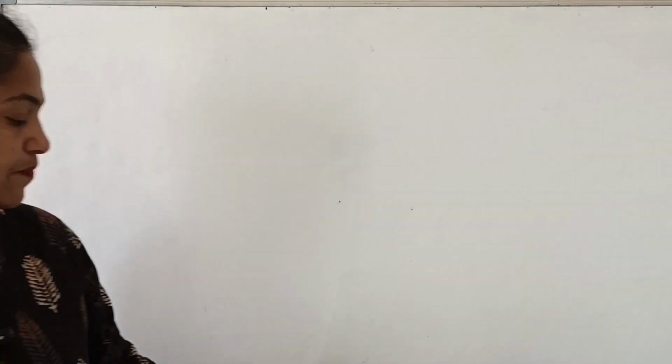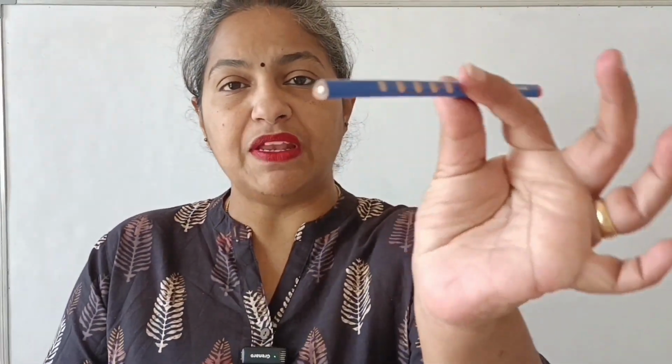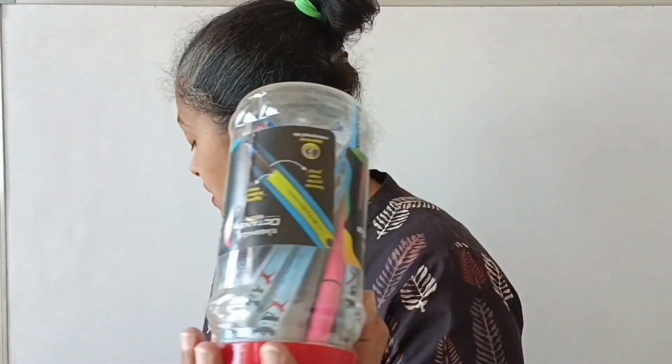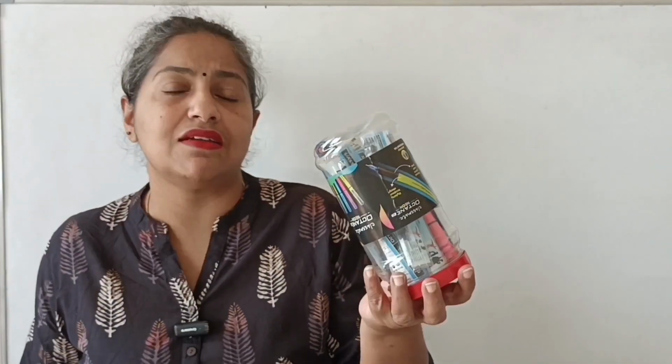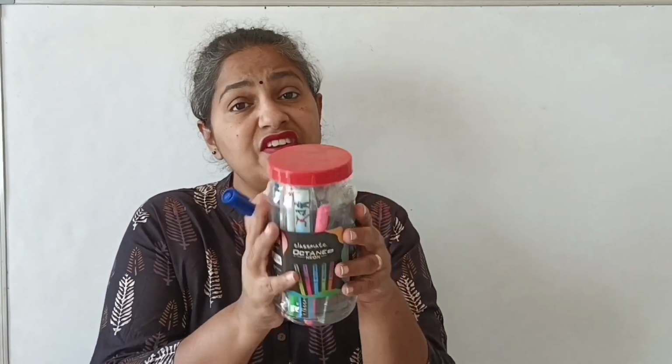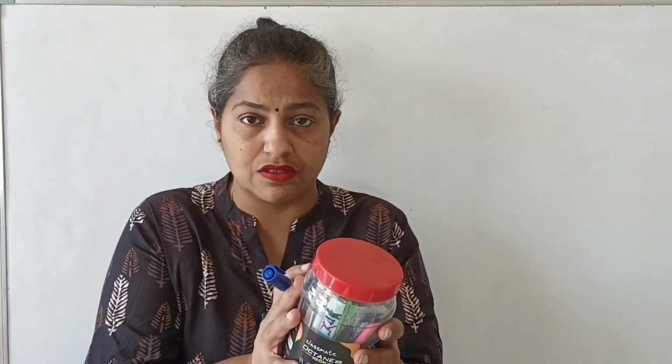Look at this pencil. It is in the shape of a cylinder. Now this box is in the shape of a cylinder. So what is basically a cylinder? A cylinder is a solid which has got two circular surfaces and a curved surface which joins those circular surfaces.